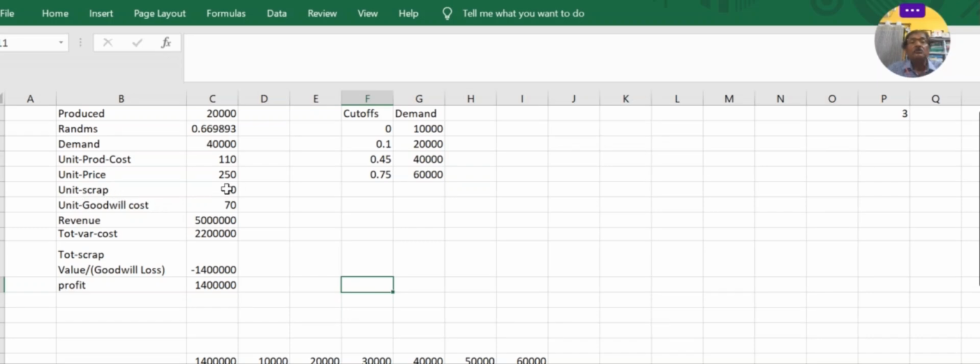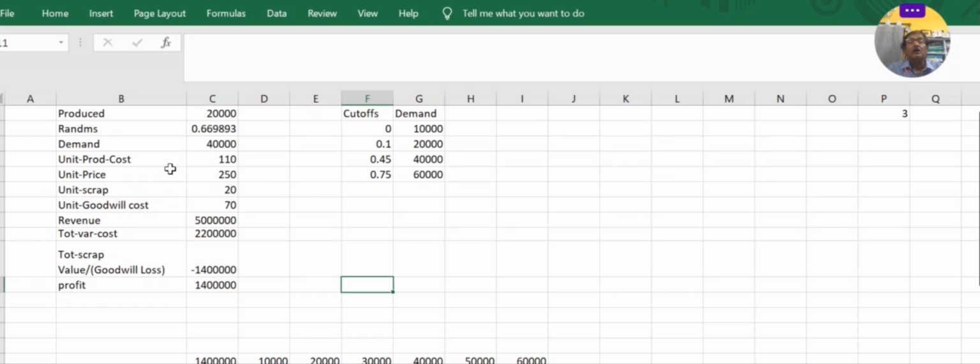Unit scrap value. Scrap value means if your production units are more than demand, you can sell at most the demand available in the market, and the excess production units will be sold in the market at the scrap value, which is ₹20 per unit.